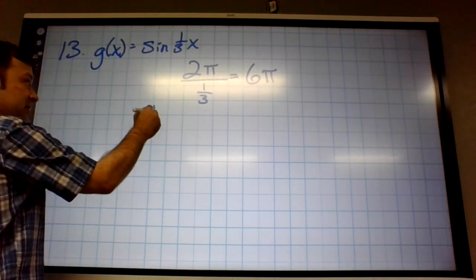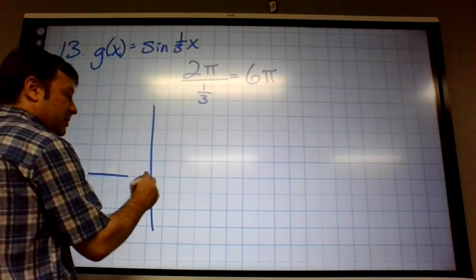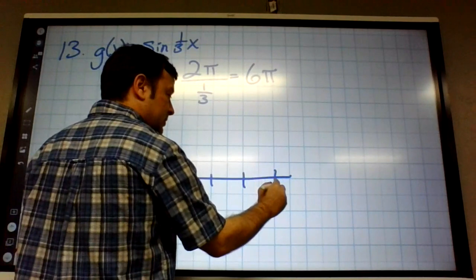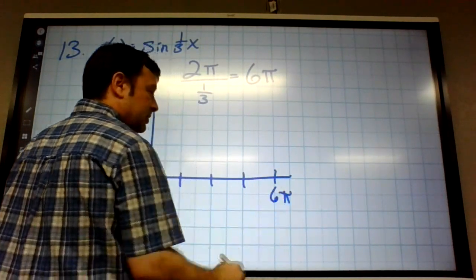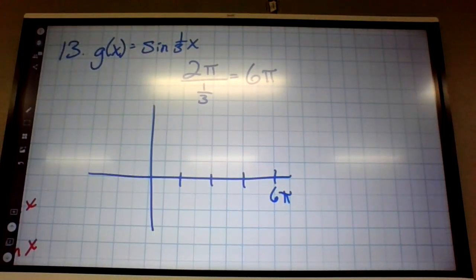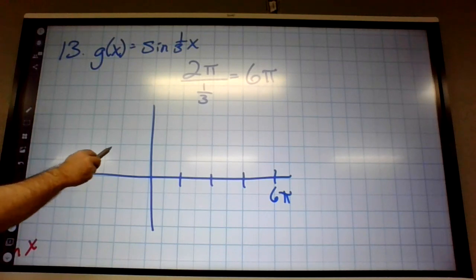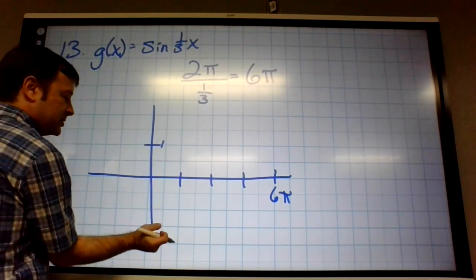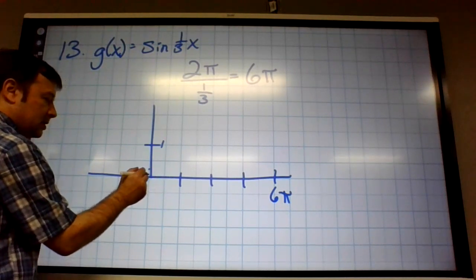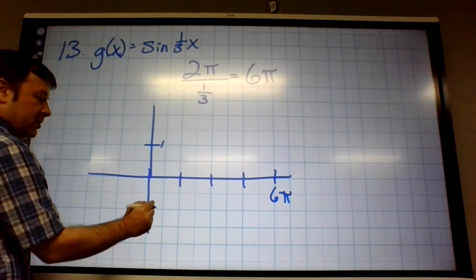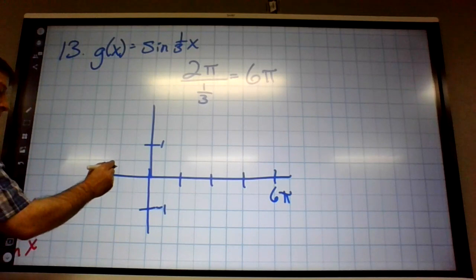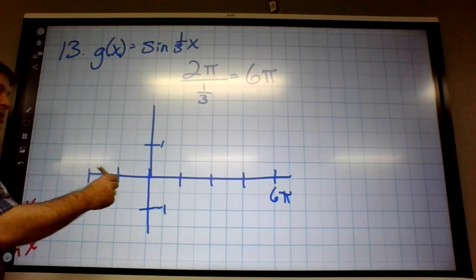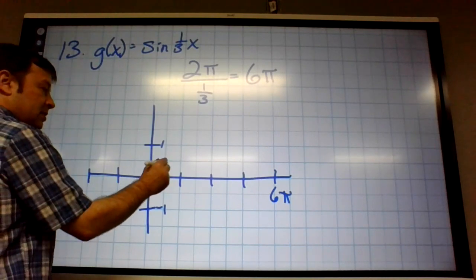So I'm going to make the exact same graph, but just put 6 pi. My fourth mark I'm going to call 6 pi. Okay, they did not put a number on the front, so that means the amplitude is still 1. So I'm going to mark 1 and negative 1. Okay. Sine starts in the middle, goes up.